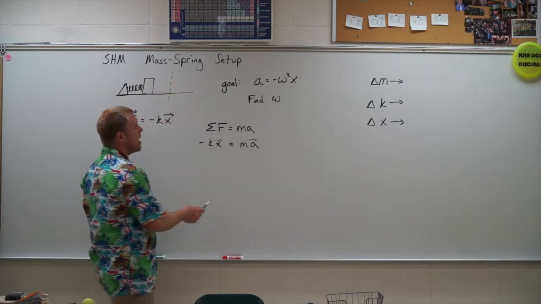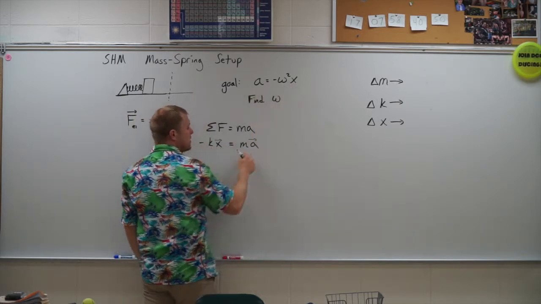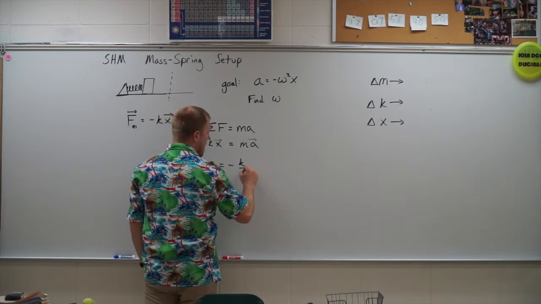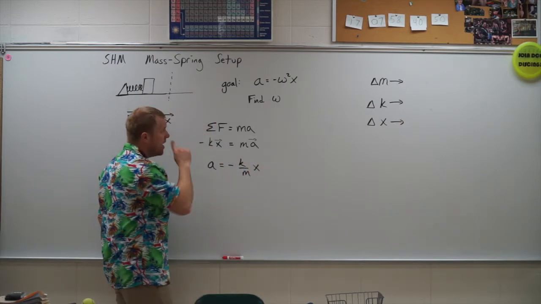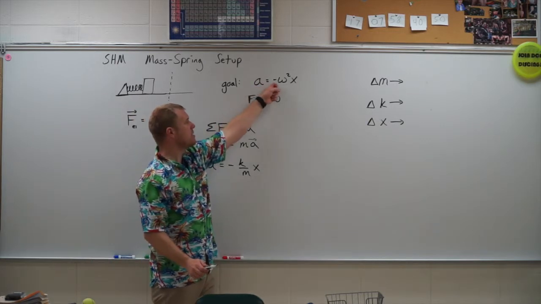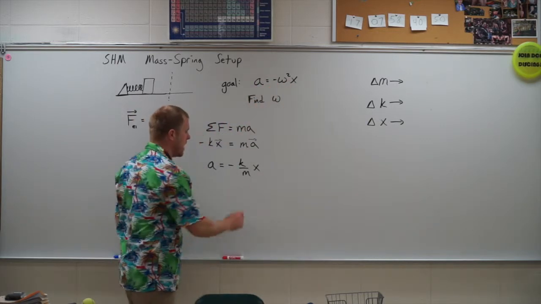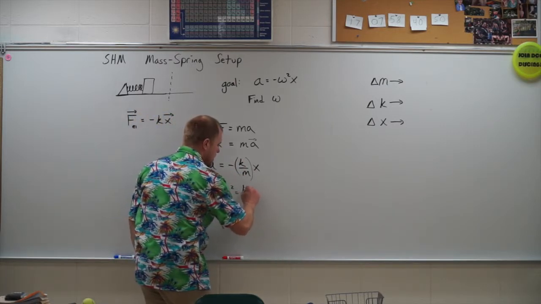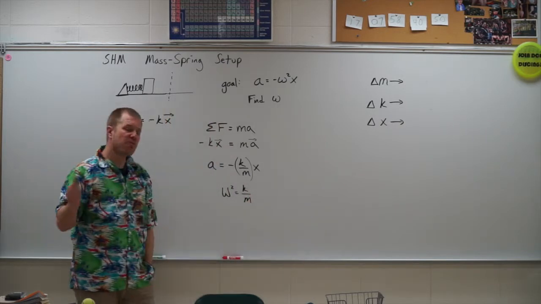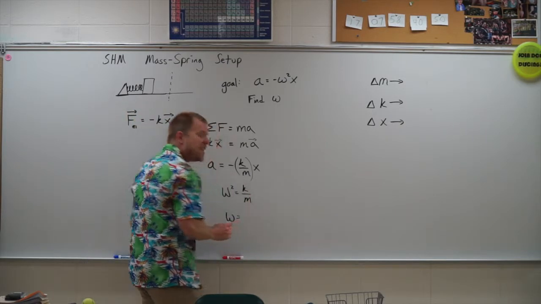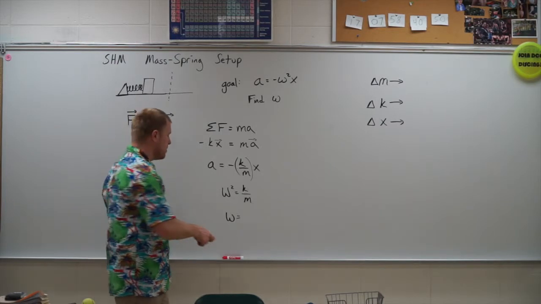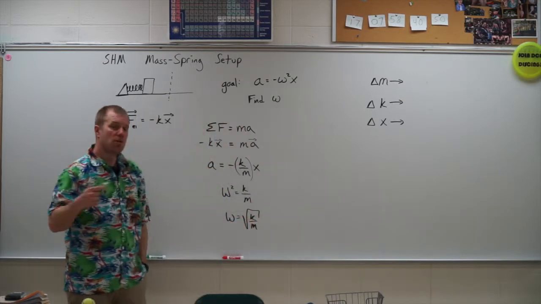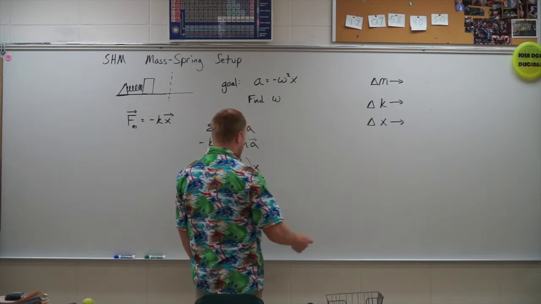All right. Now my next goal is I want to get it in this format. So I'm going to move the m over, so I'm left with acceleration is equal to negative k over m times x. And so I have this format, a equals negative something times x, and that something is k over m, and so I know that omega squared is k over m. And so now I can figure out what omega is. And omega is the angular frequency of this simple harmonic motion, and it's equal to the square root of k over m.